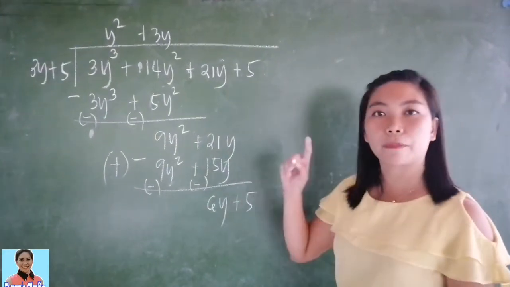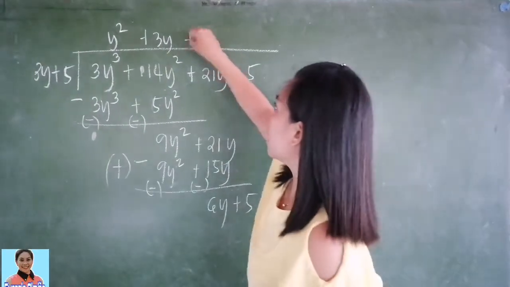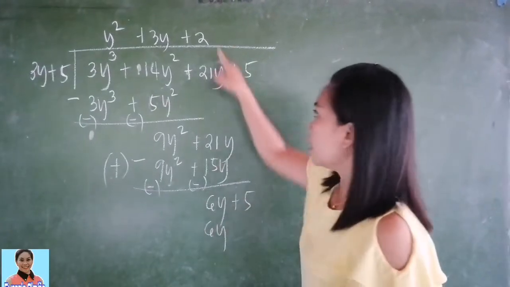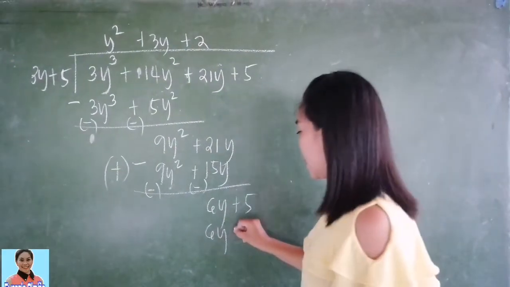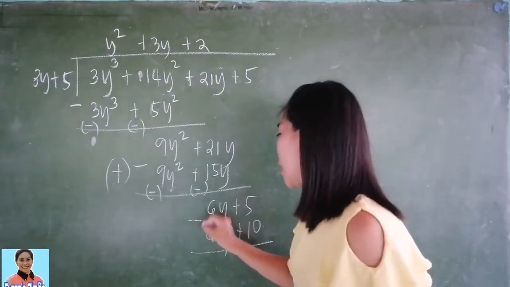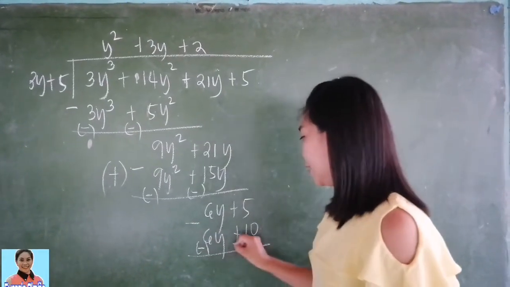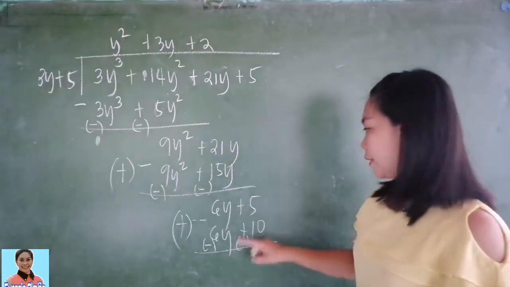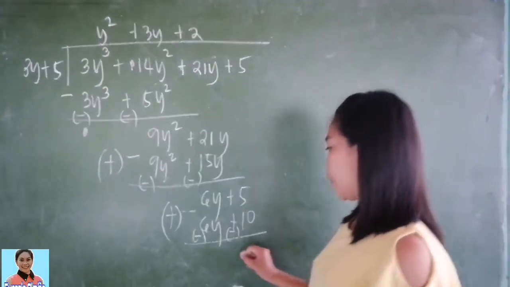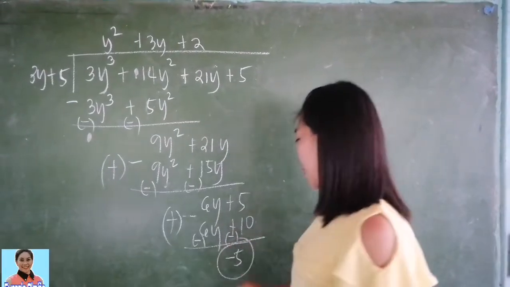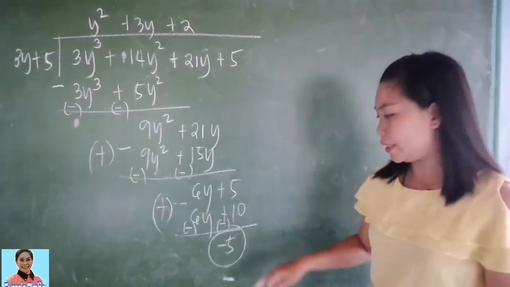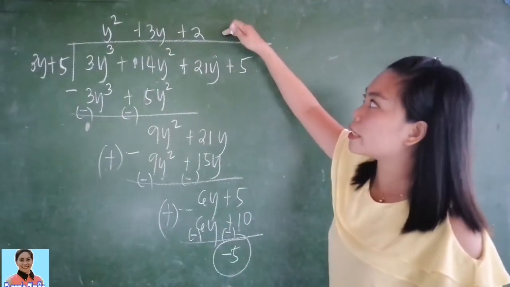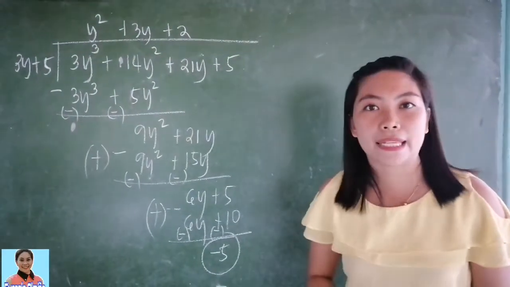So, 6y divide by 3y, you have 2, of course. 2 multiplied by 3y, you have 6y. 2 multiplied by 5, you have 10. Then, subtract. Change the sign. Then, proceed to addition. 6 minus 6, of course, is 0. 5 minus 10, you have negative 5. So, this time around, we have now the remainder, which is negative 5. And our quotient is y squared plus 3y plus 2.